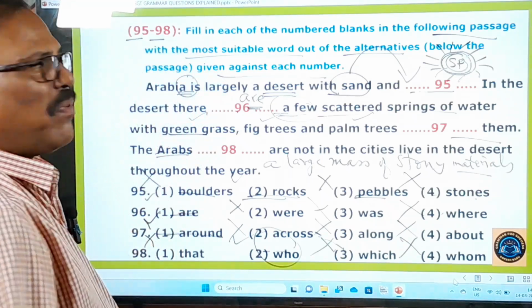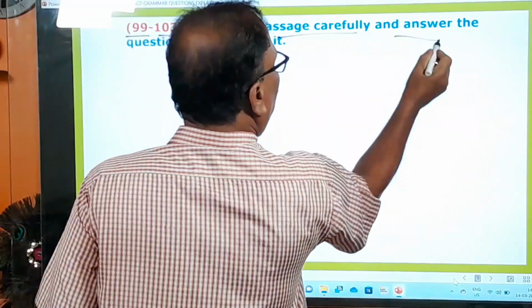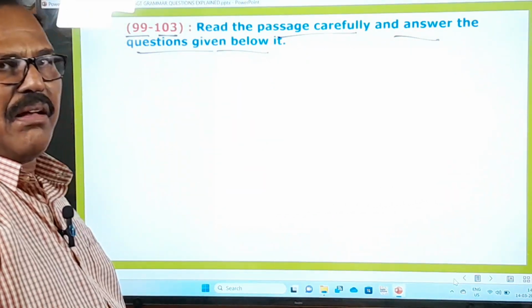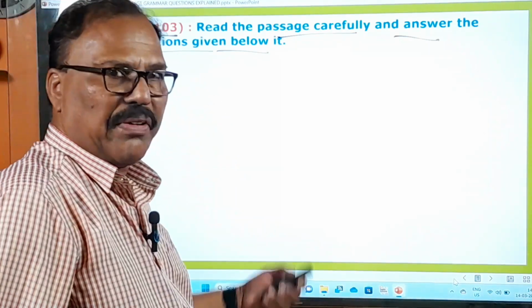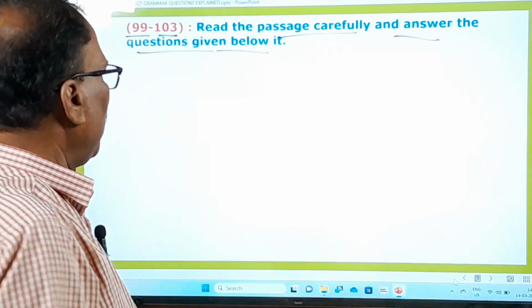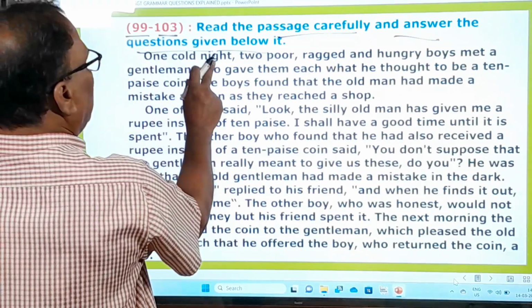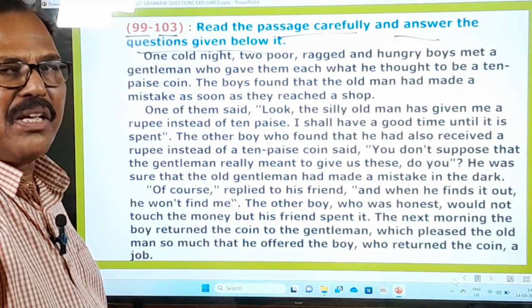So now let's move on to the other questions. 99 to 103. Read the passage carefully and answer the questions given below it. So this is again a comprehension passage. You have to read the given passage and answer the questions that are given under that passage. Okay, right. I'll read this passage for you. Please listen to this very carefully. I'm going to give the meaning of this passage very briefly.